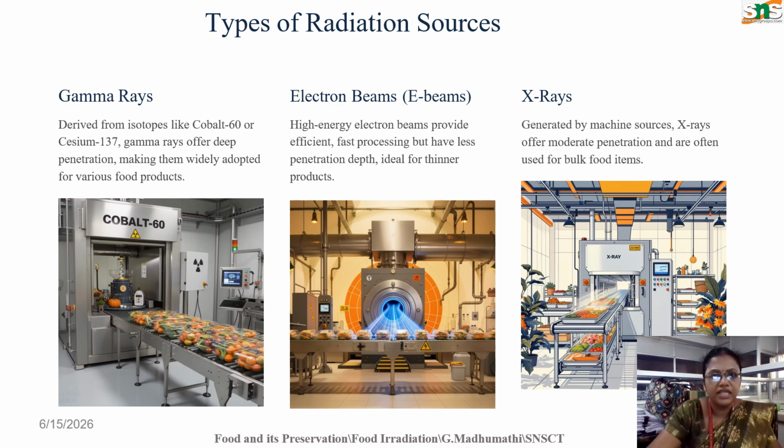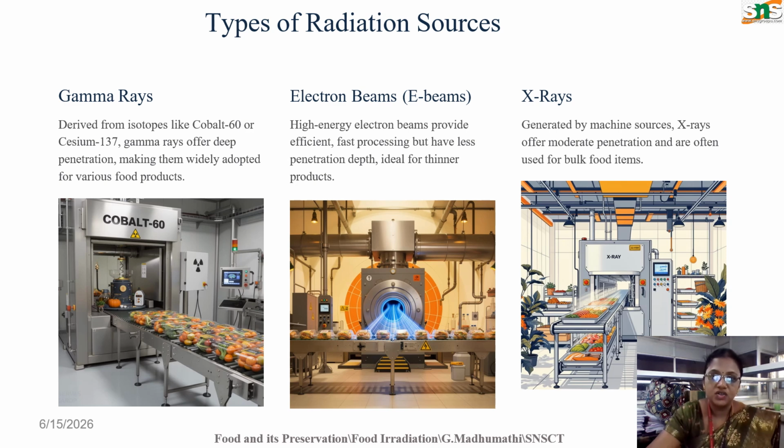So what are the types of radiation sources that can be used for killing microbes? There are three different types of radiation sources: gamma rays, electron beams, and X-rays. Gamma rays are derived from isotopes like cobalt 60 or cesium, and they offer deep penetration, which makes them widely adopted for various food products.